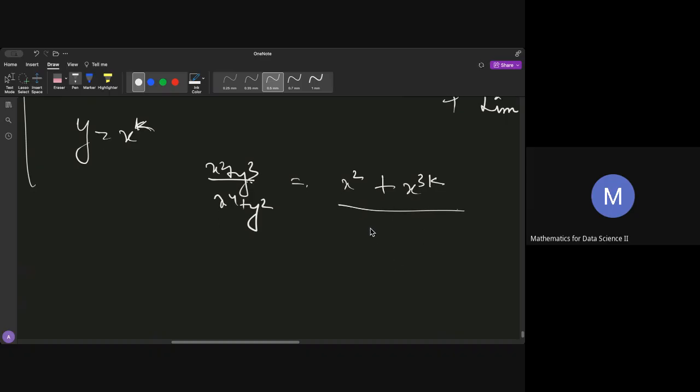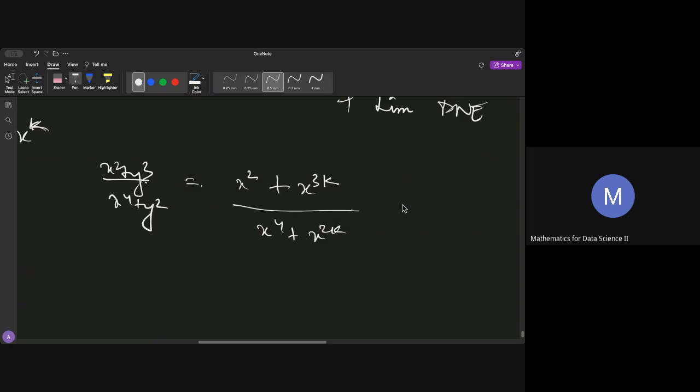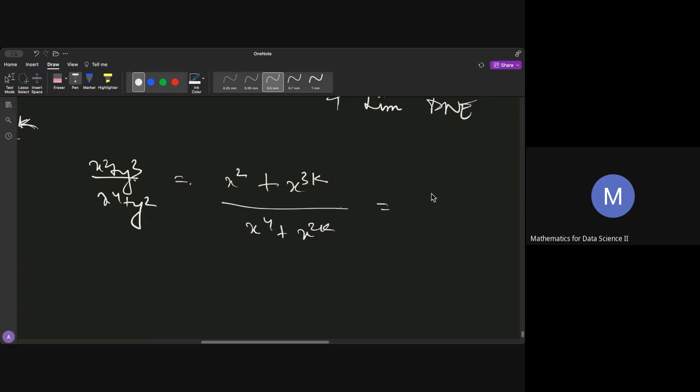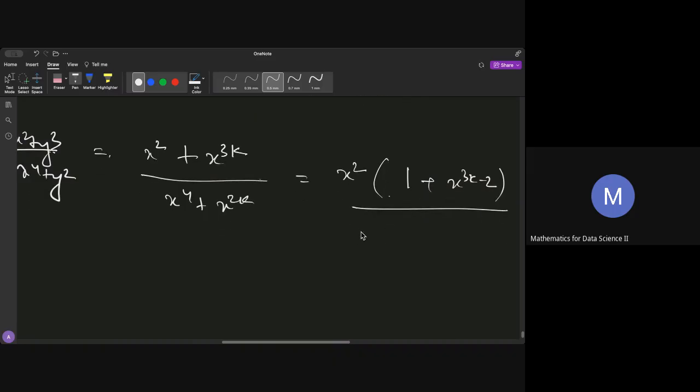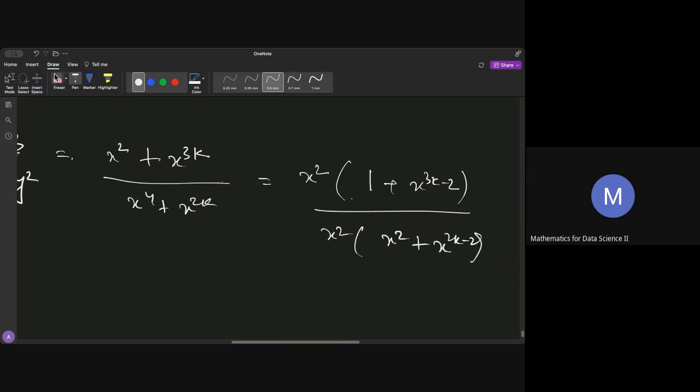Then I'll have x to the power 4 plus x to the power 2k, right? If I take things common from here, I can take x square, and I'm assuming this will be 1 plus x to the power 3k minus 2. And from here, if I take x square common, I'll get x square plus x to the power 2k minus 2. So these two things will get cancelled. I'll be left with this thing.